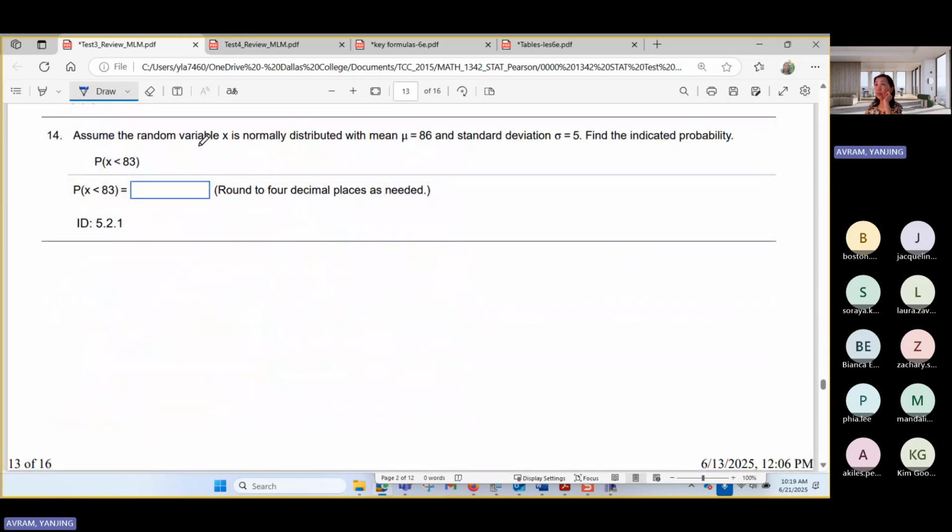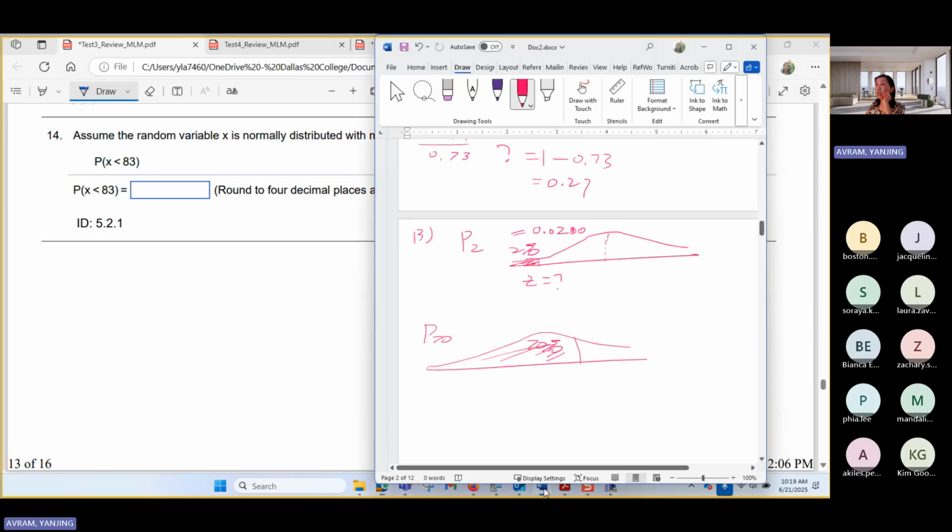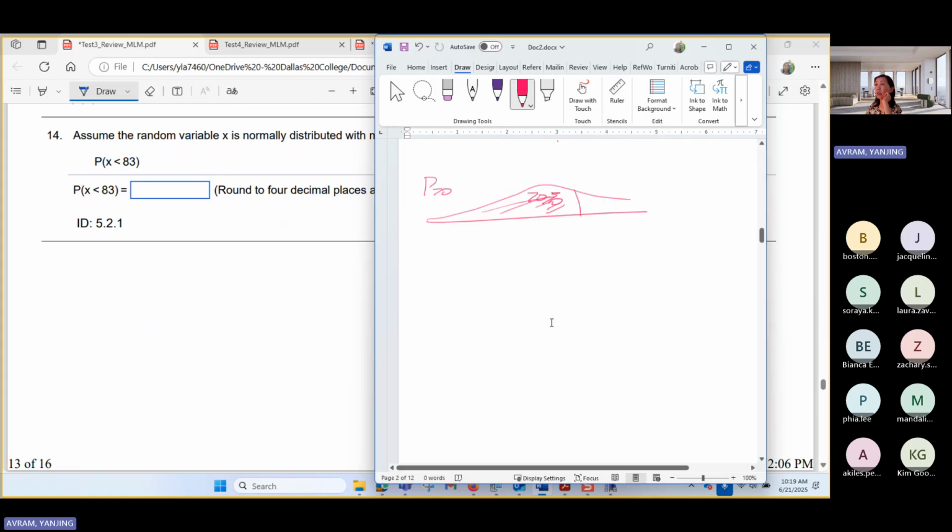Okay, assume the random variable is normally distributed with mean 86 and standard deviation 5. Find the indicated probability. So the probability is x is less than 83, right? Less than means area to the left. It's telling you the normal distribution, so this is a bell curve. Normally or approximately normally, you can always treat it as a bell curve.